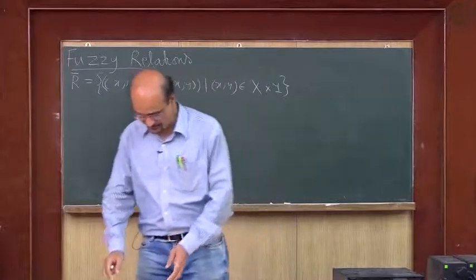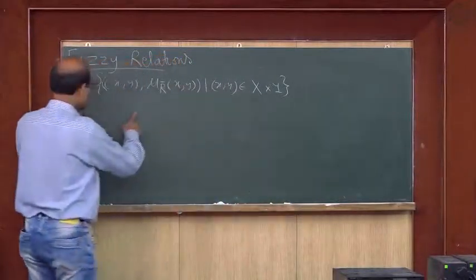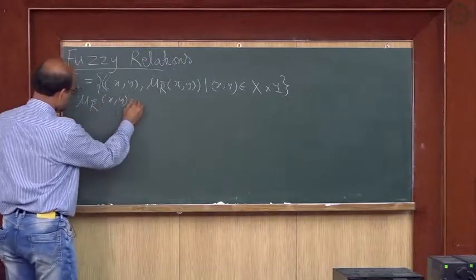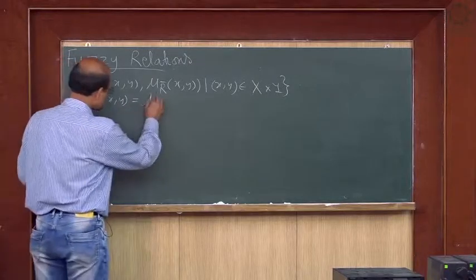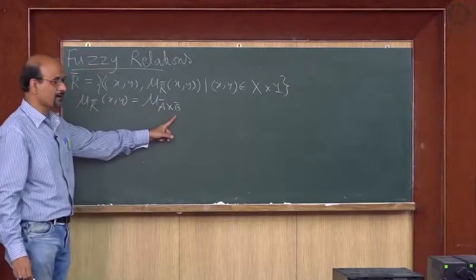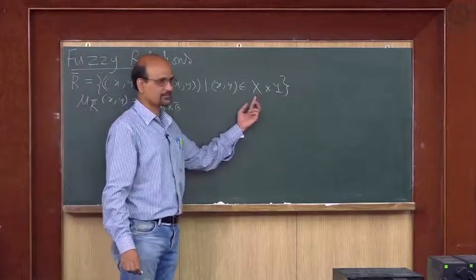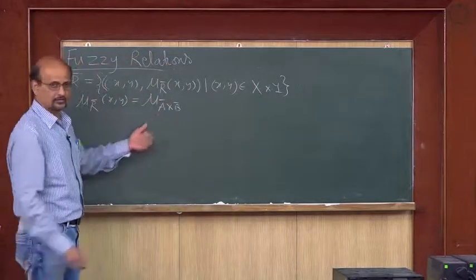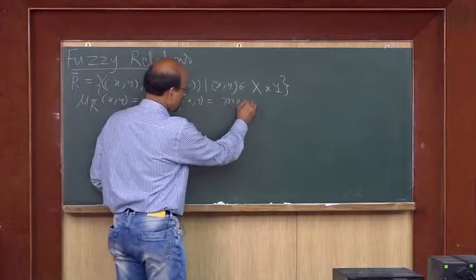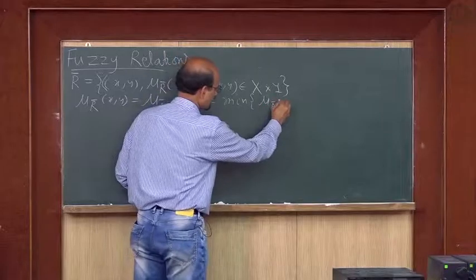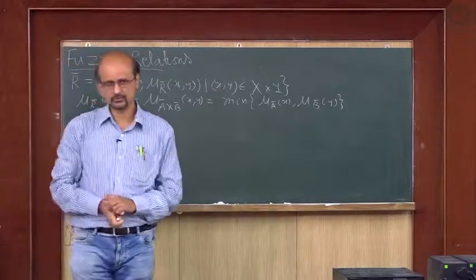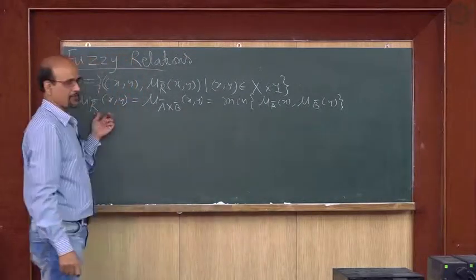So, let us take that example. Moreover, if I write mu R bar, what is this? This is the membership degree of x y. This we actually defined as mu A bar cross B bar, where A bar and B bar are subsets in product space X and Y. For x y, we defined this as the minimum of mu A bar x and mu B bar y. This way we find the membership values for mu R bar x y.